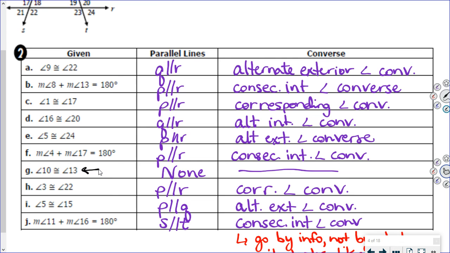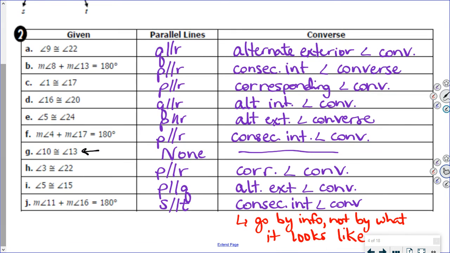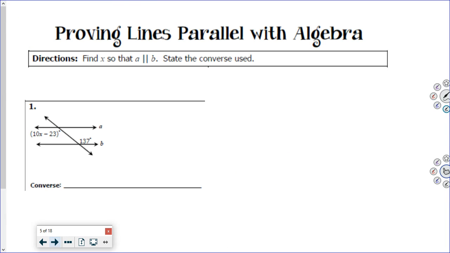We look at part J. J is a little bit tricky because the information is going to tell you that S and T are parallel. However, I know the picture doesn't look like it. Notice that I put here in red: go by the information given, not by what it looks like. The information given shows that those lines are parallel, regardless of what the picture itself looks like. So just be careful with that.